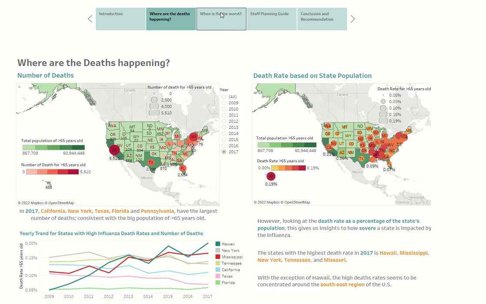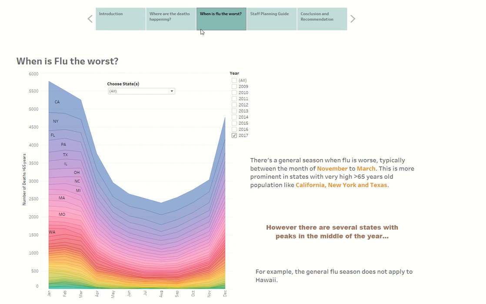Moving on to the next slide. This slide shows us that there's a general season when flu is worse, and it starts around November until March. This is especially prominent for states with a large number of more than 65-year-olds, such as California, New York, Texas, and Pennsylvania, if you can remember.